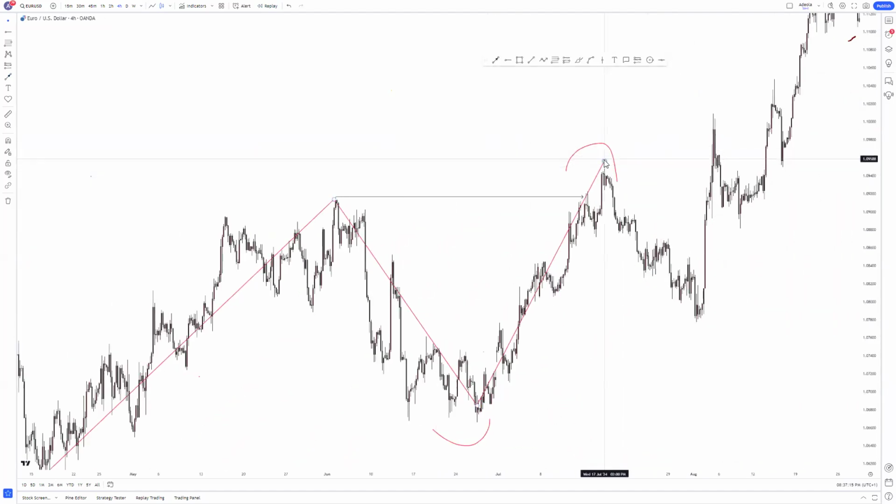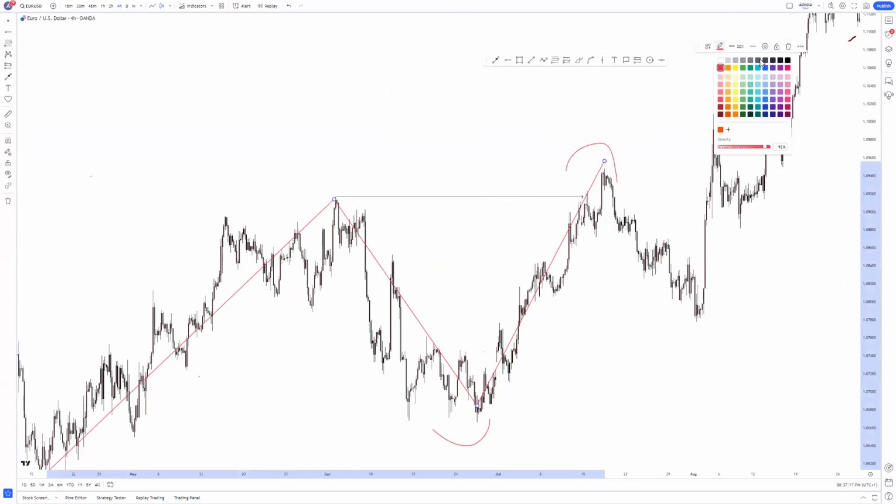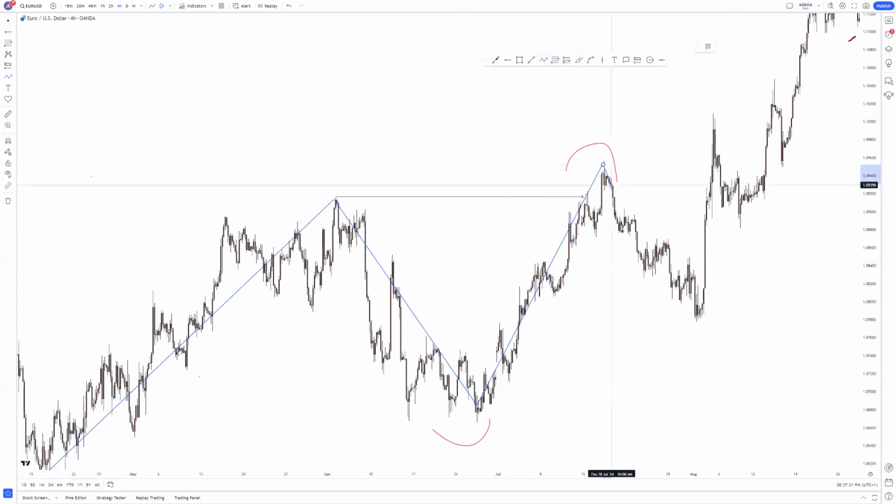And then we have pullbacks. Price is going to pull back. So that pullback is going to look like this. But you can see that the previous low is still protected, right? The previous low is still protected.